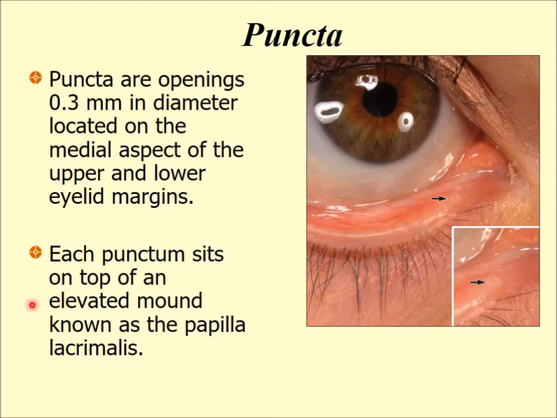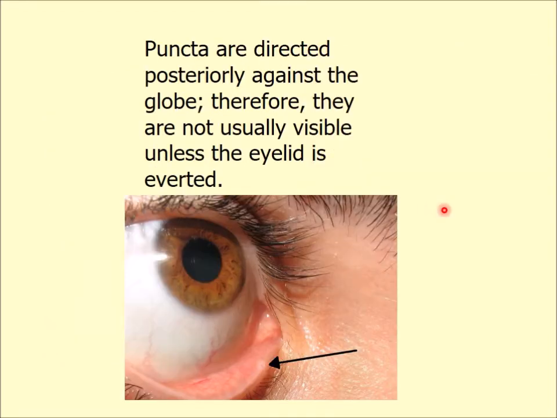Puncta are openings of 0.3 mm in diameter on the medial aspect of the upper and lower eyelid margins, and each punctum sits on top of an elevated mound called the papilla lacrimalis. Puncta are directed posteriorly against the globe. Therefore, they are not visible unless the eyelid is everted.